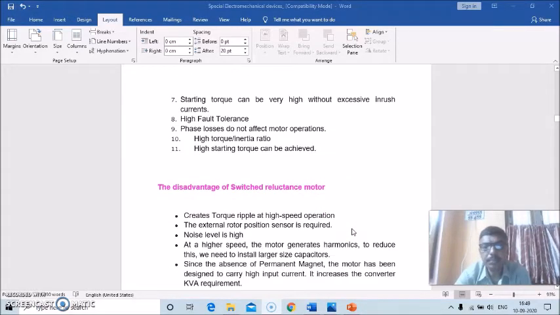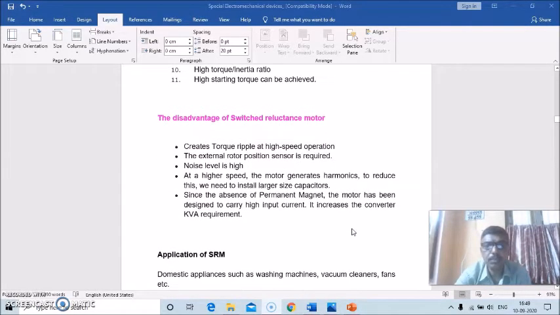But some disadvantages are also there in switched reluctance motors. It creates torque ripples at high speed operations, and an external rotor position sensor is required. Noise level is high, and at a higher speed the motor generates harmonics. To reduce this, we need to install larger size capacitors. And since there is an absence of permanent magnet, the motor has to be designed to carry high input current, and it increases the converter kVA requirement. And what are the applications of SRM?